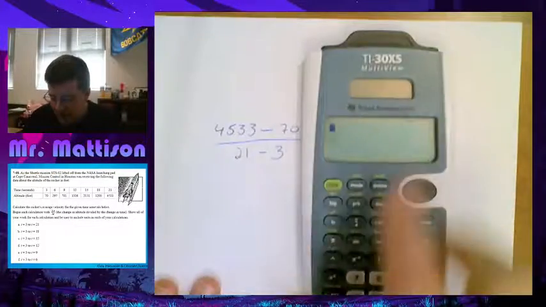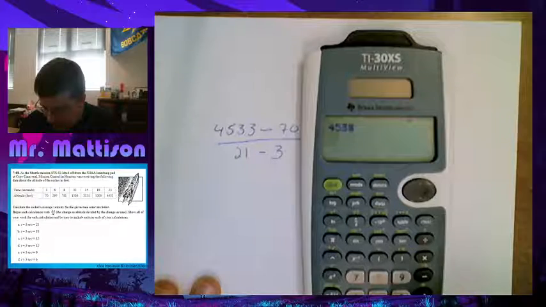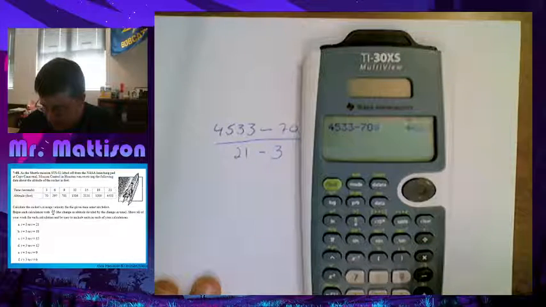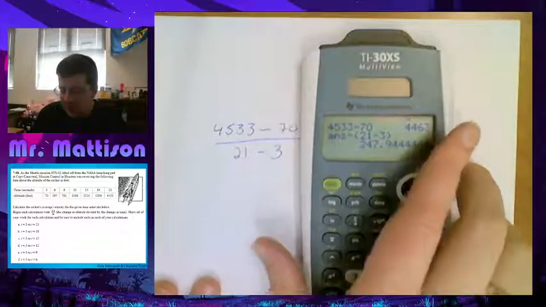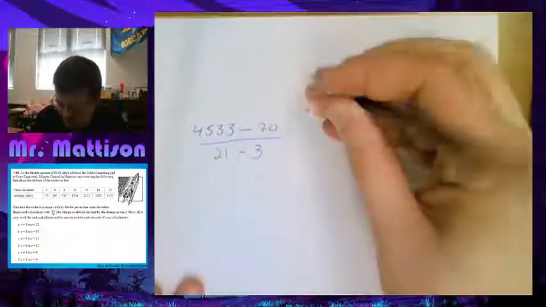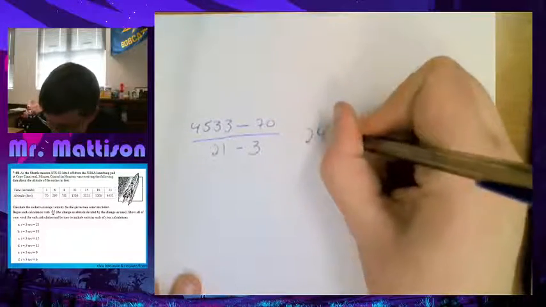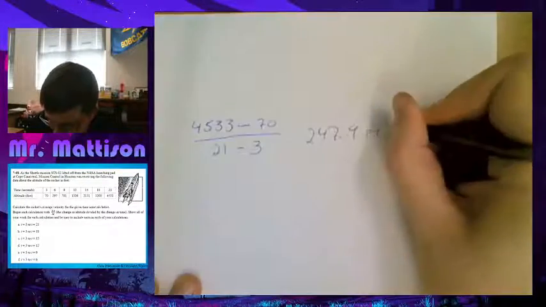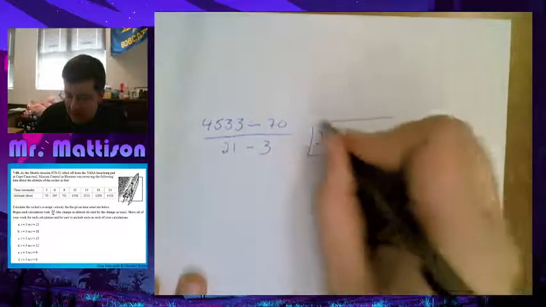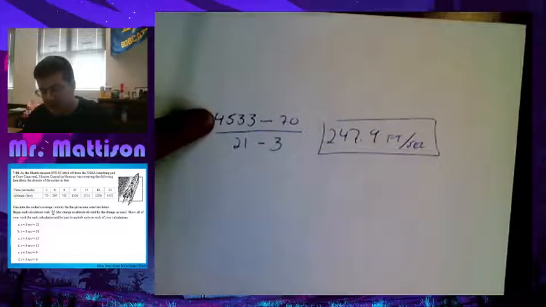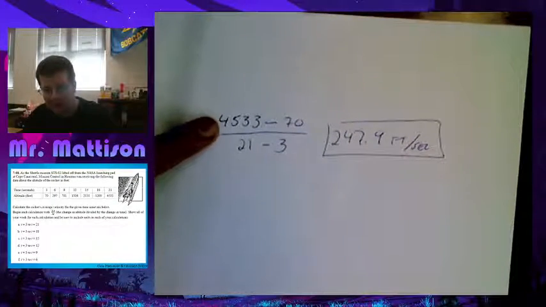So if I do 4,533 minus 70, and I divide that by 21 minus 3, I get 247.9 feet per second. And again, I want to keep the same units that I have, which is my altitude in feet, my time in seconds, so feet per second.